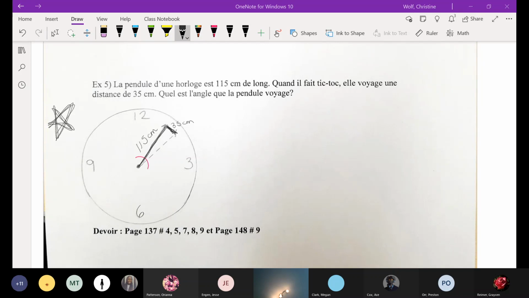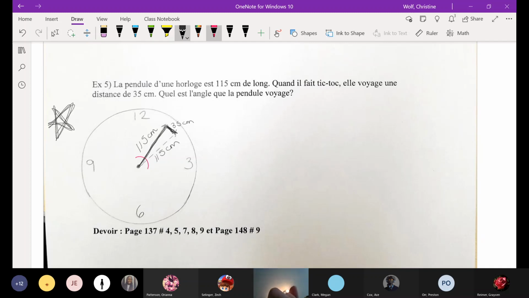Zach? La pendule ne change pas longueur quand ça bouge, alors yeah. L'autre côté est le même. You got it. So we actually do know something. L'autre côté du triangle est aussi un 115. The length of the, I don't even know what that word is in English. Pendule. Pendulum? C'est aussi un 115. So voilà, j'ai trois valeurs, okay? So c'est côté, côté, côté.